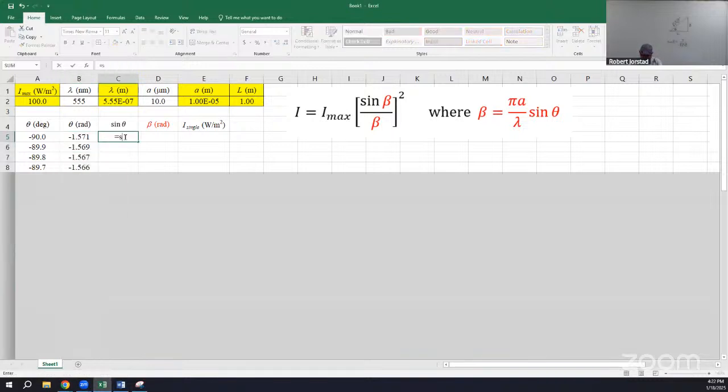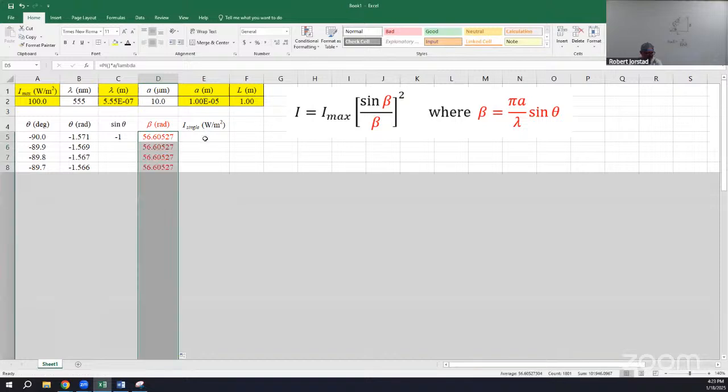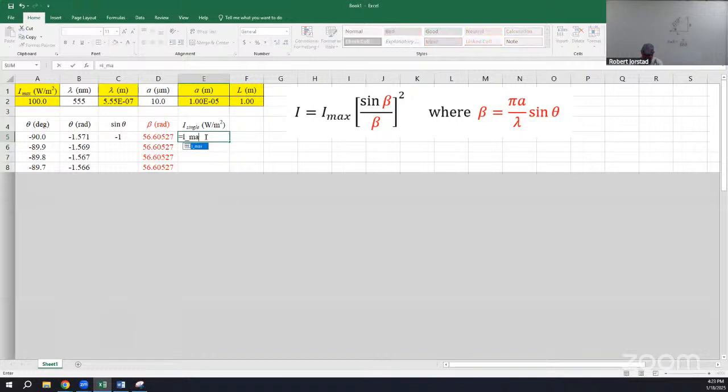All right, this one, that's just sine of the angle. You've got to use radians for Excel. All right, and then beta, this is equal to, let's see, pi, which is a function, so you've got to remember those parentheses there, pi times a over lambda, whoops, there it is. All right, and so that gives me beta.